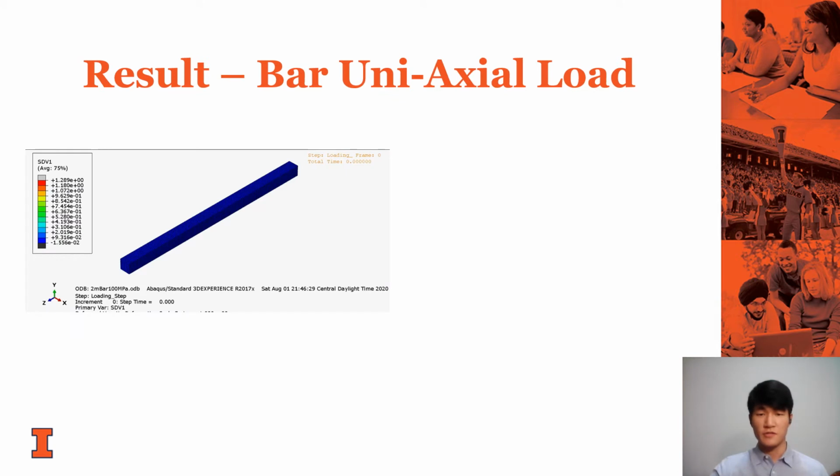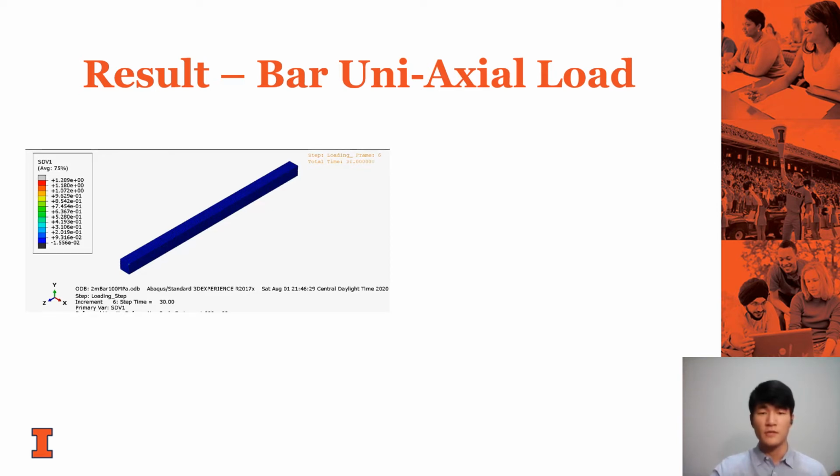Here are some results of the simulations. The colored contour plot shows the martensite volume fraction of the SMA bar. The face toward negative z direction was fixed, and the face toward positive z direction was pulled in z direction using continuum distributing coupling and concentrated force to apply uni-axial tensile load.